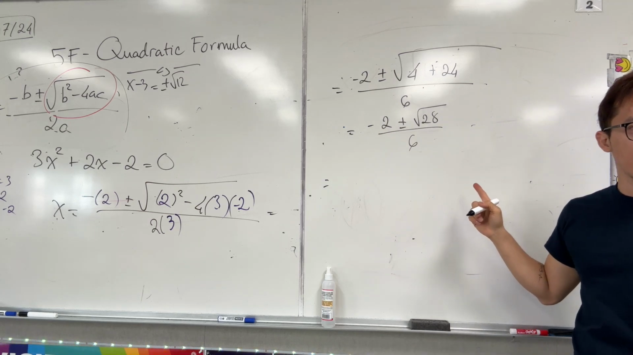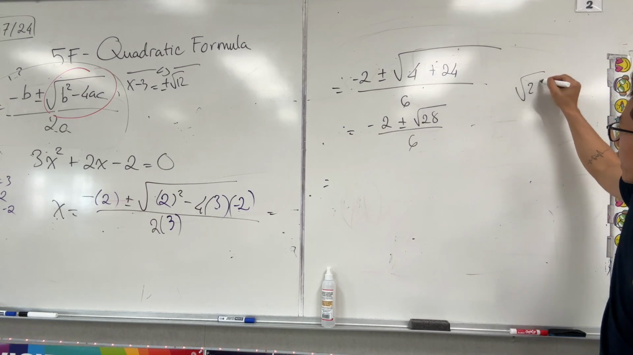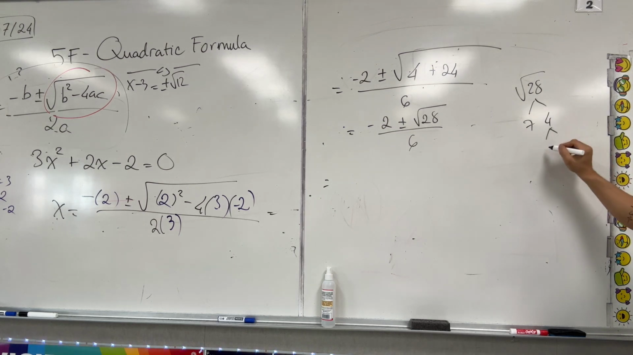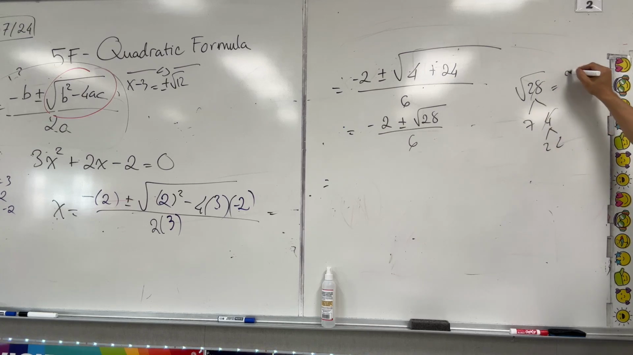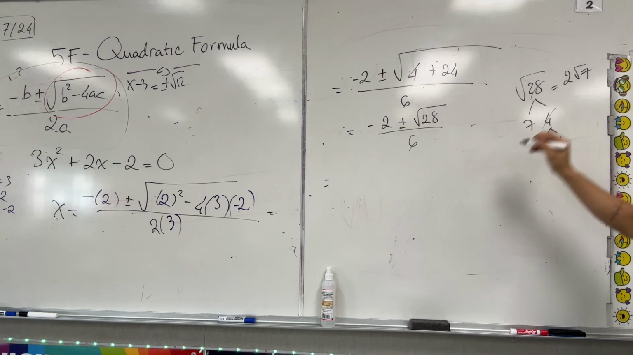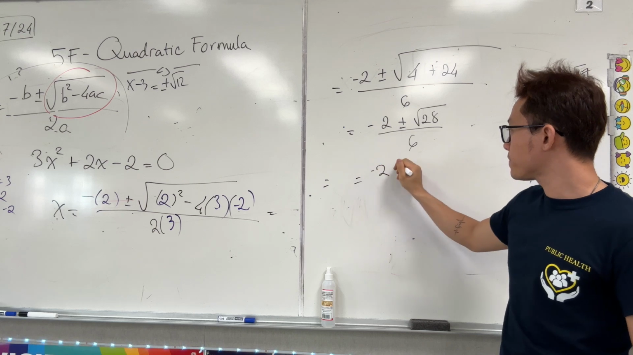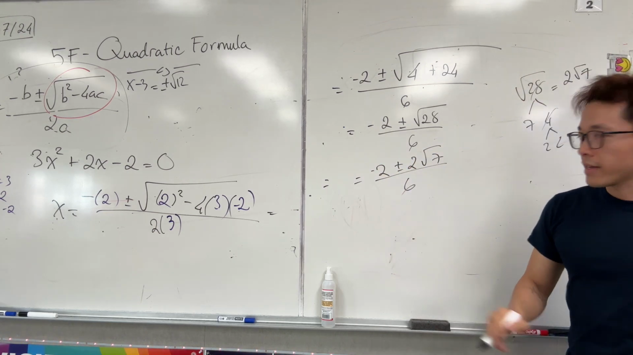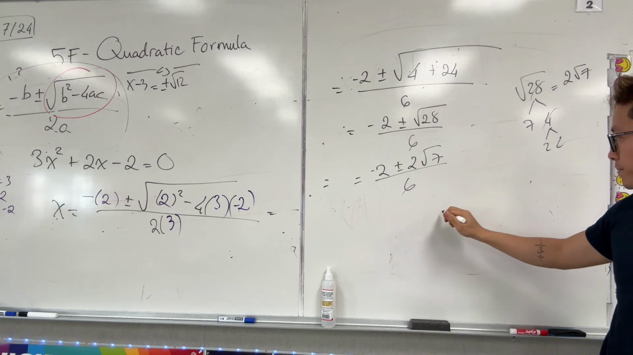Are you done yet? No. First, the square root of 28, you can do something: 7 and 4, and the square root of 4 is 2. So 2 square root of 7, right? First, you're going to have that. Okay, now let's talk about simplifying the fraction.